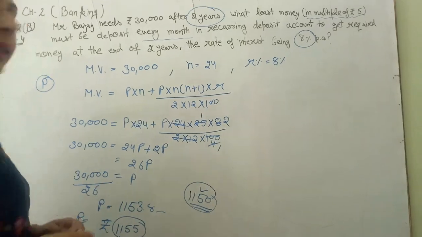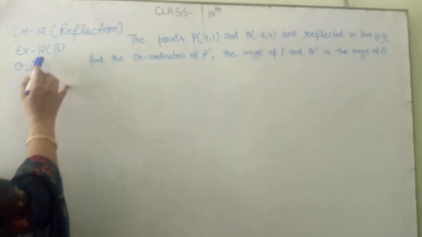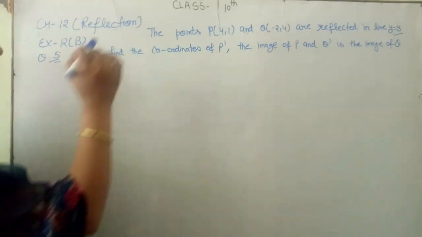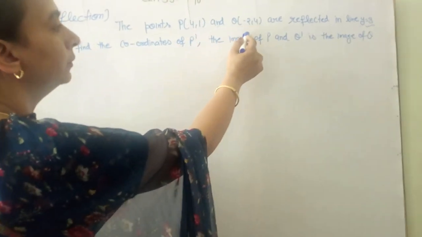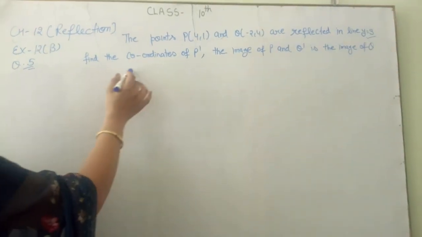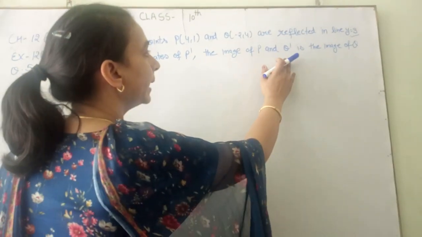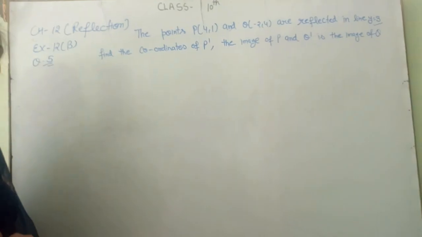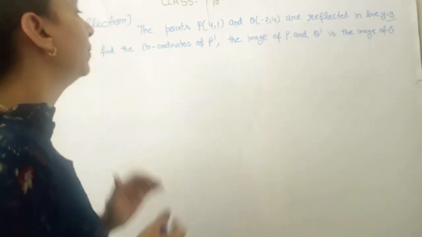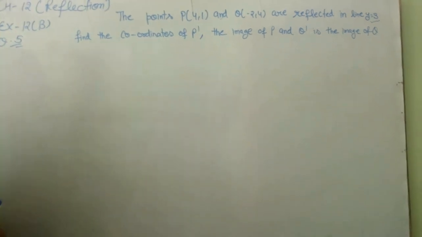Okay, next we take the next question. Our next question, question number 5, exercise 12B, chapter number 12, reflection. Student, the question is, the points P and Q are reflected in the line y equal to 3. Find the coordinate of P dash, that is the image of P, and Q dash, that is the image of Q. Okay, we have 2 points and we have a line y equal to 3. We find the image of P and Q reflected under line y equal to 3.